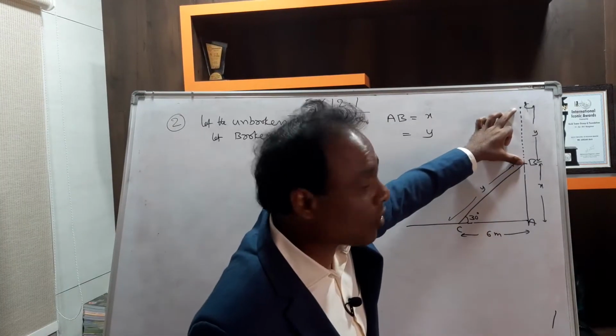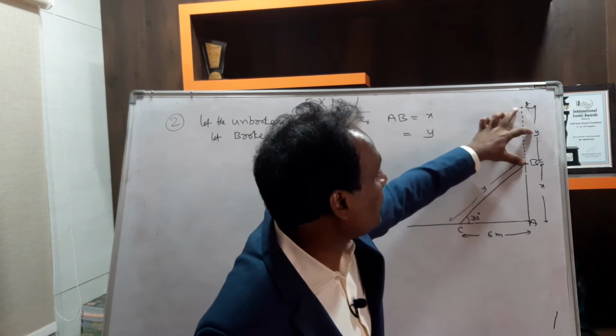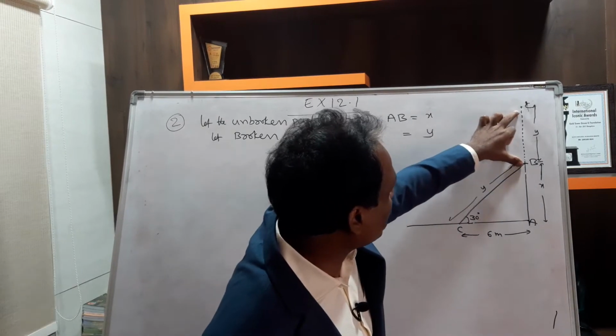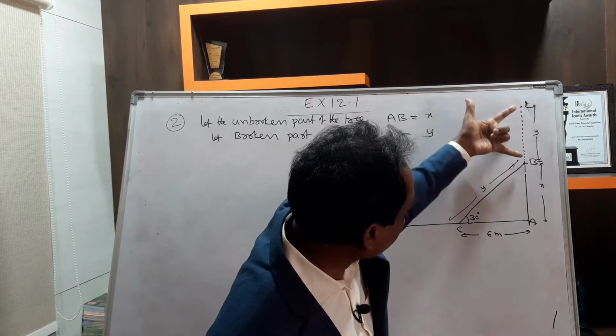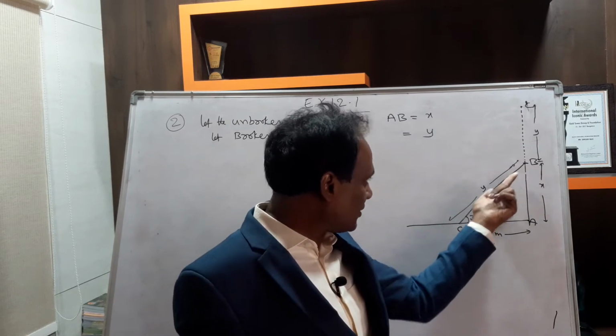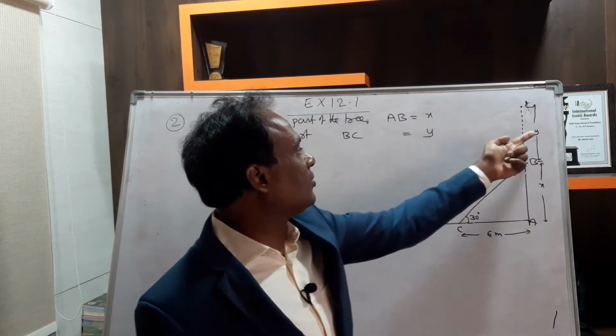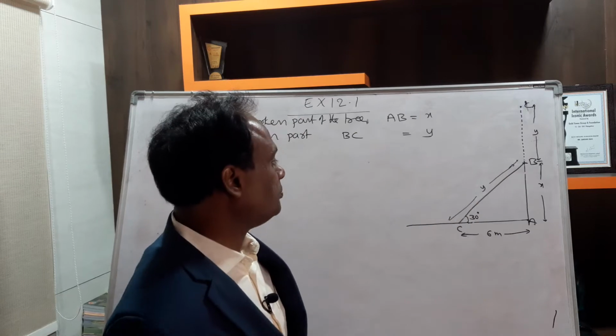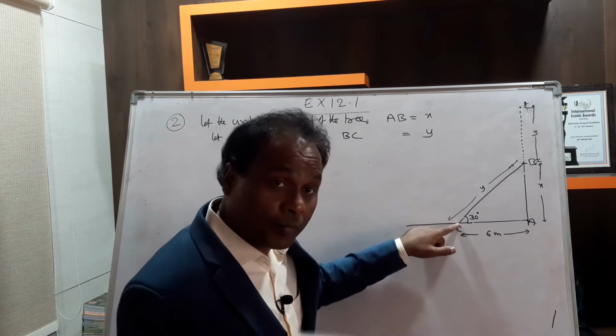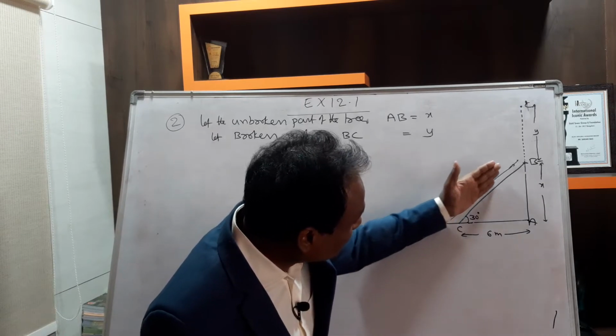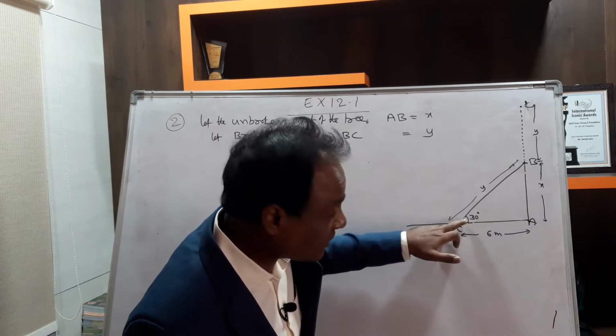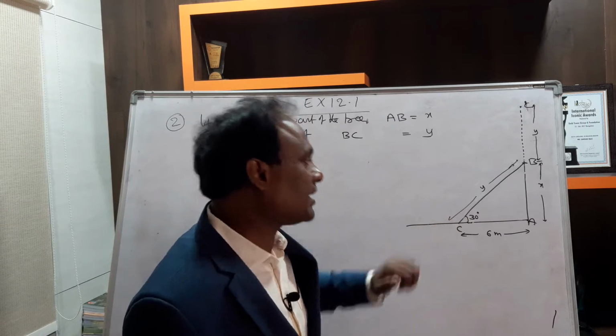And the broken part is how much? BC. Let us take BC is equal to Y. Now BC is this and this, both are the same because the same part is broken. Now it is like this. It is inclined. So if this is Y, this will also be Y. Now this broken part is making an angle of 30 degrees with the ground. This angle is given in the problem as 30 degrees.